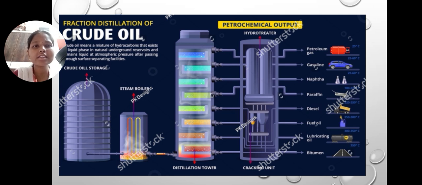Crude oil is nothing but a mixture of hydrocarbons that exists in liquid phase in natural underground reservoirs and remains liquid at atmospheric pressure after passing through the surface separating facilities.